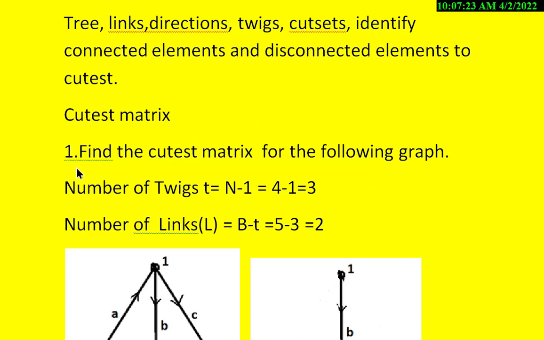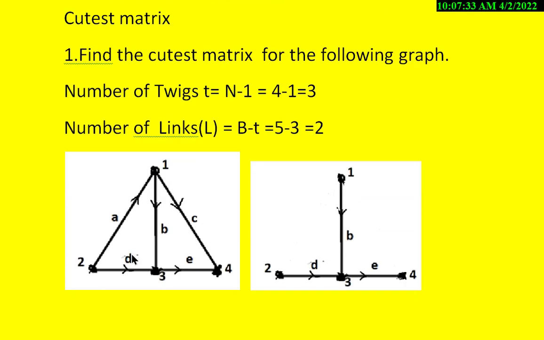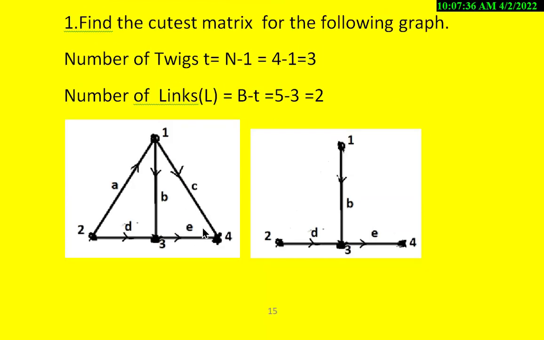So let us take one example. Find the cut set matrix for the following graph. For this problem, the oriented graph is given. So for getting the tree, there is one tree like this for this graph. A tree will not have a closed loop, but it will have the twigs. Twigs means thick lines. This is one, this is one, this is another one.